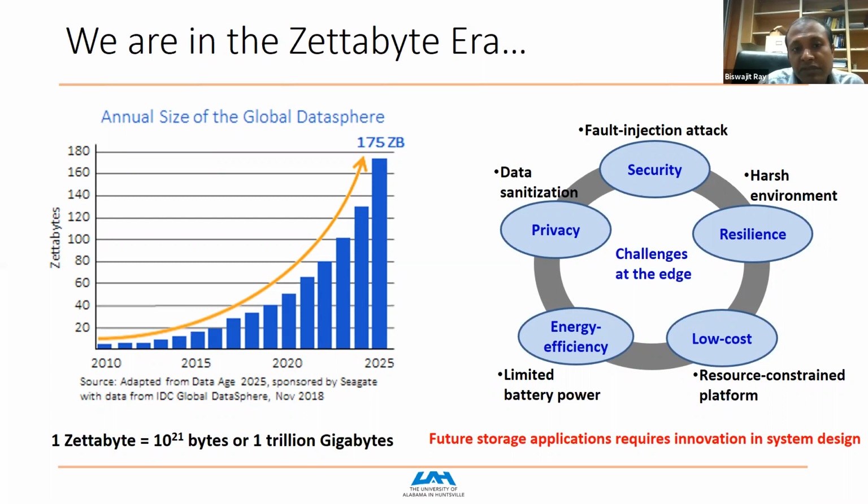Privacy is another important consideration, because even though these edge devices are low cost, they are generating high value data, and that needs to be protected. So data privacy is another challenge. All these challenges cannot be solved just by single device design. We have to have innovation coming up from the system design as well.